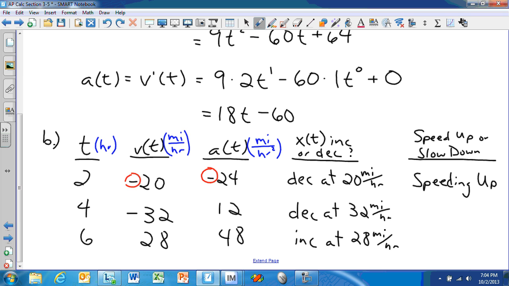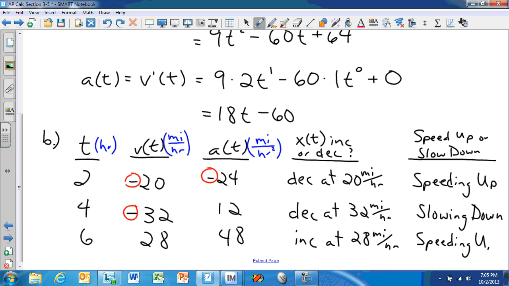Okay? And then look at the next one here. At t equals 4, I can see that the velocity is negative, but the acceleration is positive. They have opposite signs, so that means we are slowing down. And for the last one, I can see that they are both positive. They have the same sign at t equals 6. That means that this thing is speeding up.